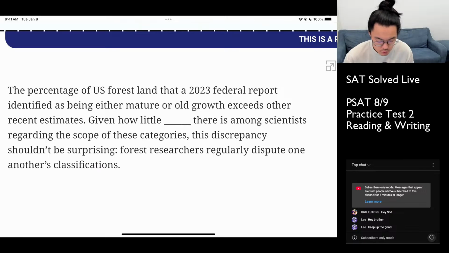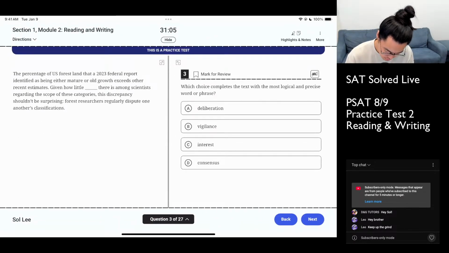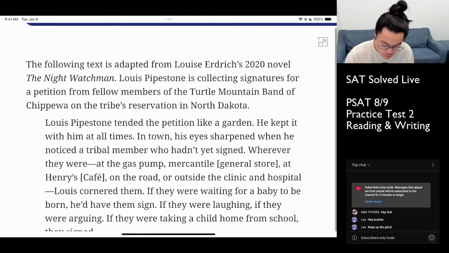The percentage of Europe's forest land, mature or old, exceeds other recent estimates. Given how little agreement there is, it shouldn't be surprising. Good, because it's of agreement. Little consensus there is. They're always disagreeing.